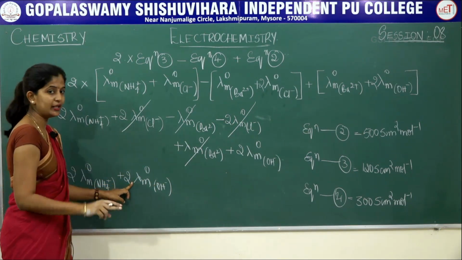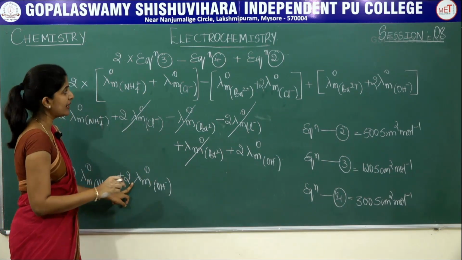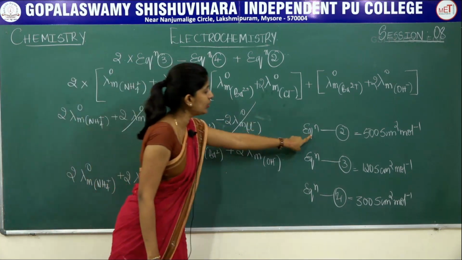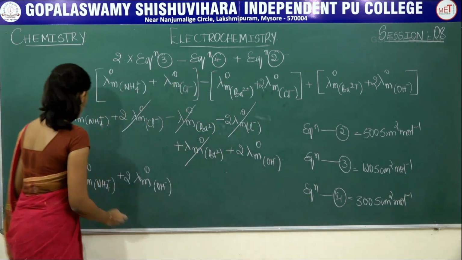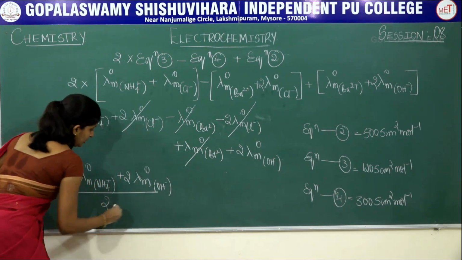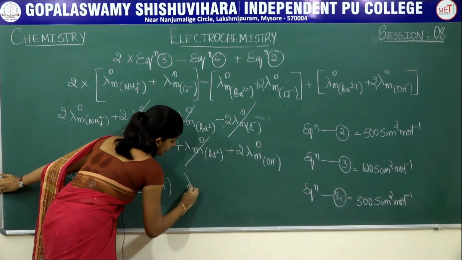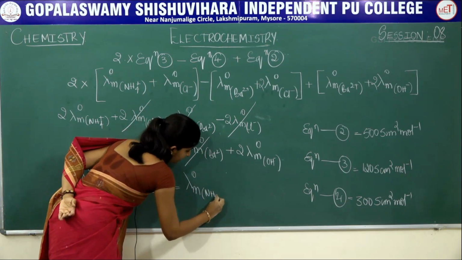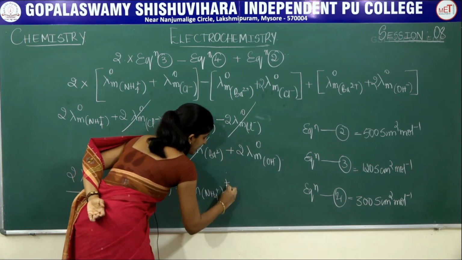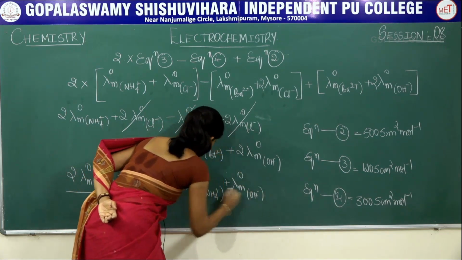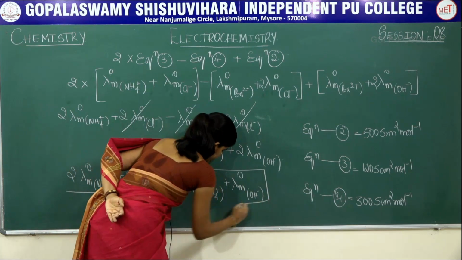What should you do? Divide it by 2. Now I have to substitute the values. So that is divided by 2. If I divide by 2, the equation becomes lambda m naught of NH4 plus, plus lambda m naught of OH minus. So this is the equation required for you.